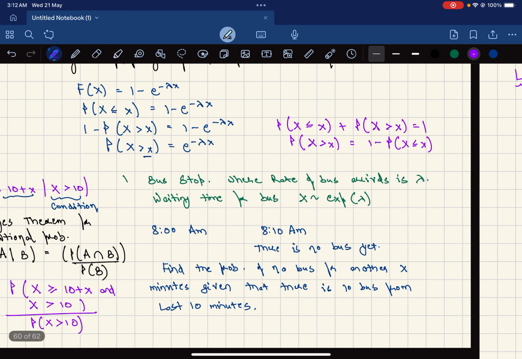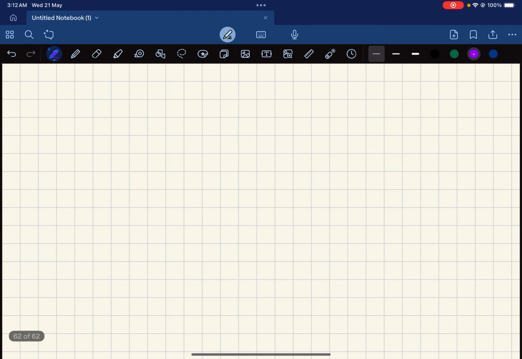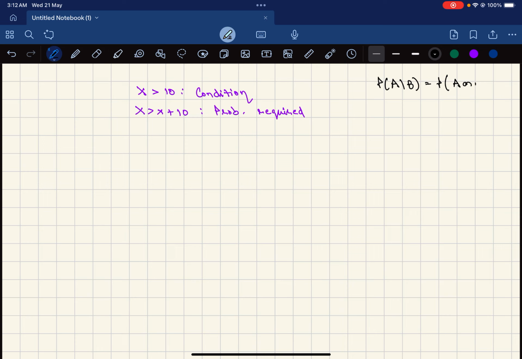So let us look at it in more detail. In fact, we are already given a condition here that x is greater than 10. So this is the condition given to us, and we have to find the probability of x being greater than x plus 10. So the probability required, we'll just mention the Bayes theorem here as A and B, given as the intersection operator, and divided by P(B). If you see carefully, this is the condition which is B, and this is the event A.